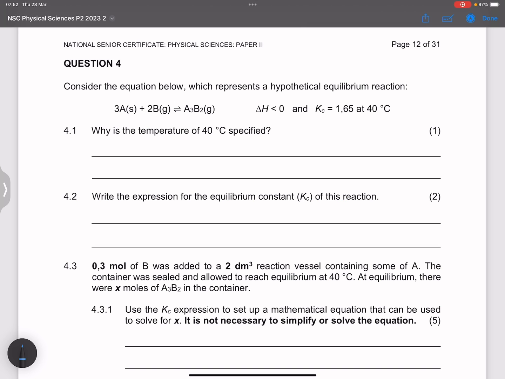Jumping into question 4, they say consider the equation below, which represents a hypothetical equilibrium reaction. So there we've got the reaction. They're asking us, why is the temperature at 40 degrees specified? So they've given us a Kc value there, and it's important for them to give us a specific temperature. Remember that Kc value, or rather the equilibrium constant, is dependent on temperature. Okay, so Kc changes with a change in temperature. Actually, that should be dependent on temperature.